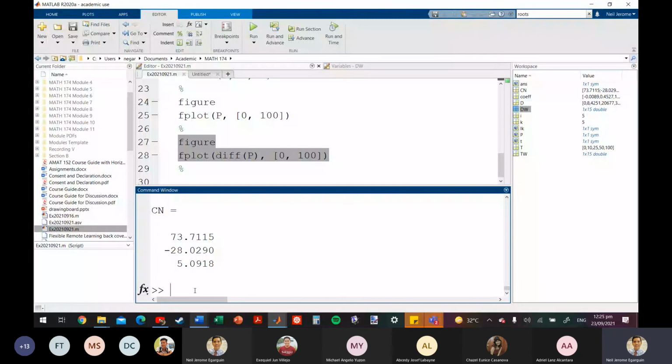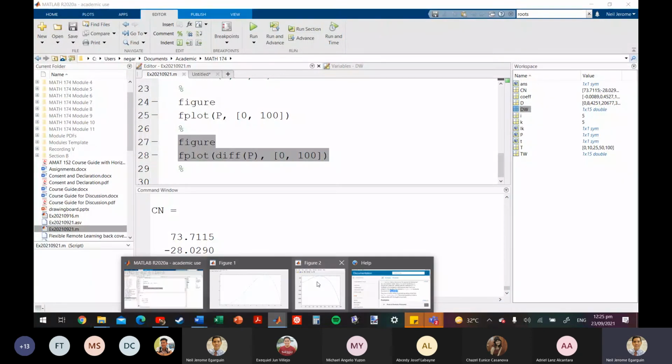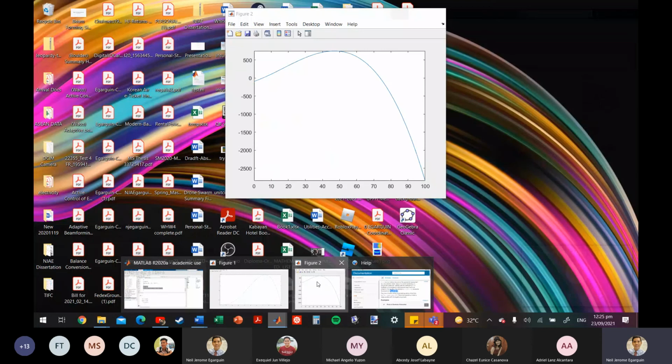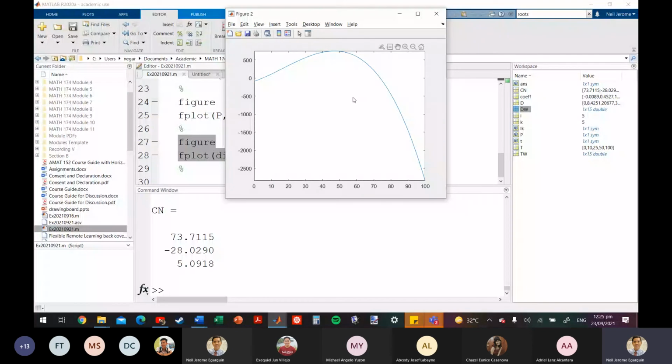So, nagsi-zero yung first derivative sa 73.71, sa negative 28, at saka sa 5. So kung babalikan natin yung graph ng derivative, so perhaps, yeah. So ito yung 0. So true enough, yeah, nagsi-zero siya somewhere between 70 and 80, which we expected kasi nasilip natin yung graph ni P.